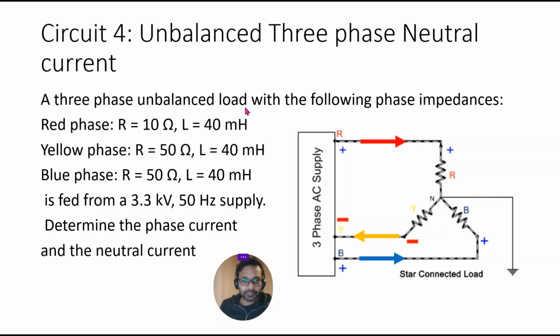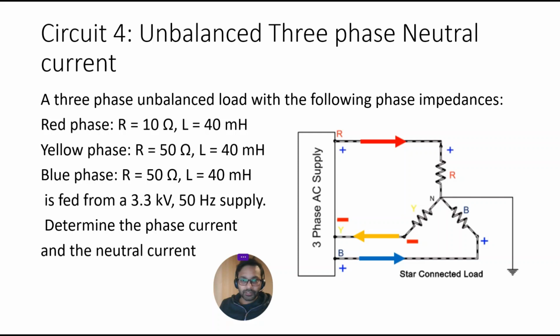A three-phase unbalanced load with the following phase impedances is given. Basically these impedances are different. For the red phase, the resistance is 10 ohms and the inductance is 40 millihenry. For the yellow phase, it is 50 ohms, and the inductance is 40 millihenry again. For the blue phase, the resistance is 50 ohms, and again the inductance is 40 millihenry, and they are fed from a 3.3 kilovolt, 50 hertz three-phase supply. We have to determine the phase current and the neutral current.